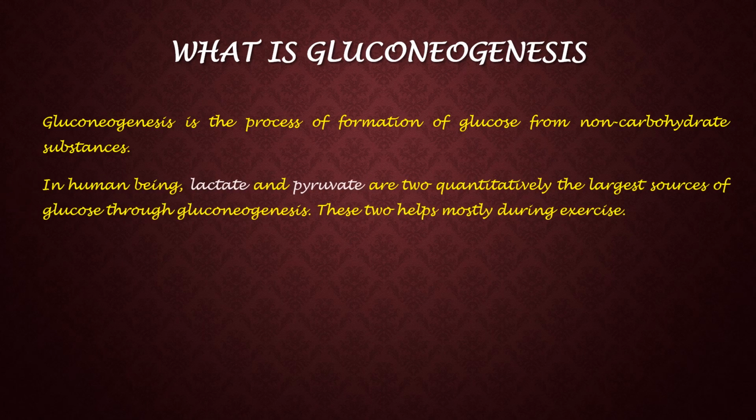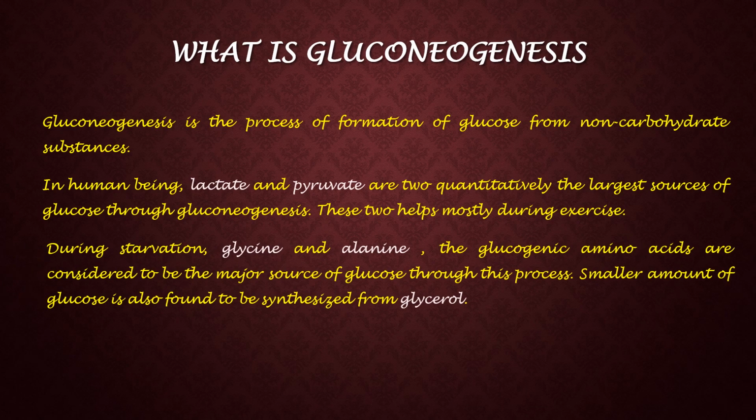In human beings, lactate and pyruvate are quantitatively the two largest sources of glucose through gluconeogenesis. These two help mostly during exercise. When a person undergoes exercise, the muscle produces lactate. Pyruvate is also produced in our body. Now this lactate and pyruvate are converted into glucose for reutilization by the muscles by the process of gluconeogenesis.